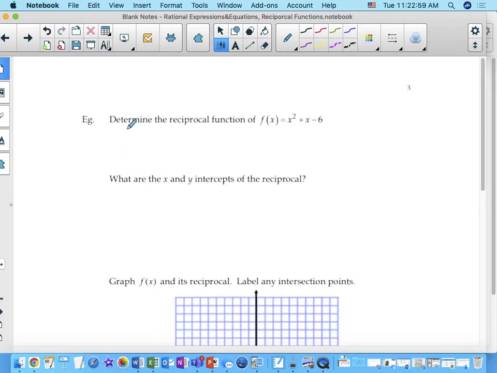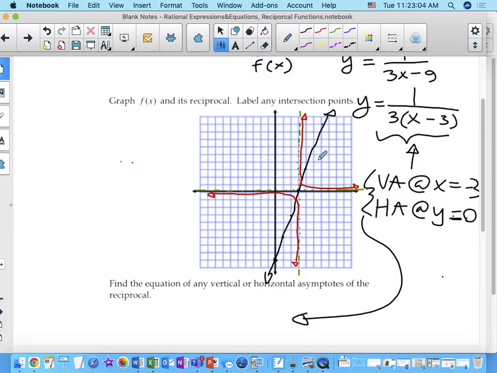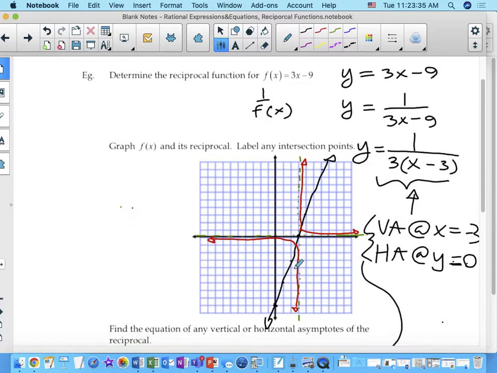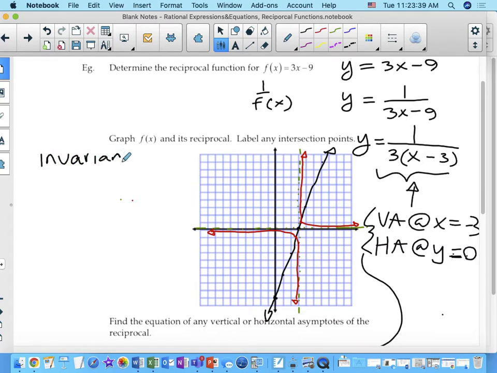The other thing that we should do, I know I didn't explicitly ask for this, but we drew these on the graph. Just before we move on, I'd like to talk about how to find the coordinates of the invariant points, because that's also important. The invariant points happen where y equals 1 and y equals -1. So you need to plug in y equals 1 for either the original function or the reciprocal function, and then solve for x.